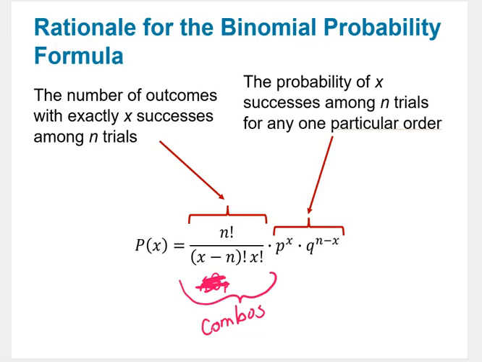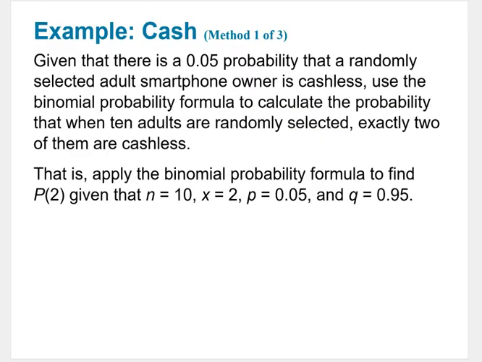And then this is going to be the probability part. For each outcome, it's going to be that probability, and we have to count each of those outcomes together. So we need to find how many there are, but they all should have the same probability. So let's get back to that cashless example. They wanted us to find the probability that exactly 2 are cashless. We're going to use that formula from the last slide and plug everything in.